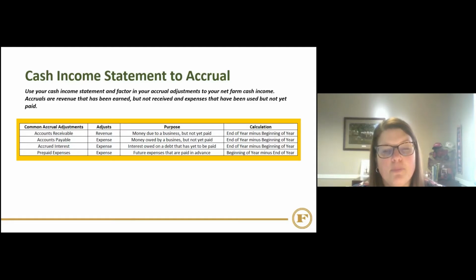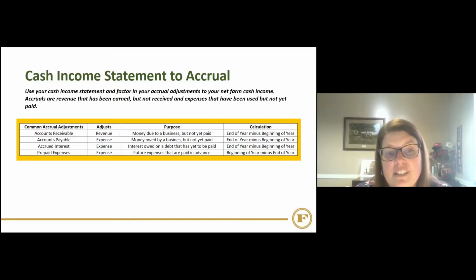And lastly, there are prepaid expenses. These are expenses that you have paid ahead of time, but have not yet used. For example, let's say you purchase some seed for 2022 at the end of 2021, then that would be a prepaid expense because you have paid ahead, but have not used the item or service yet. In every case except prepaid expenses, you need to take the balance of each accrual at the end of the year minus the balance at the beginning of the year to get your accrual adjustment. In the case of prepaid expenses, you do the opposite. You would take the beginning of the year minus the balance at the end of the year.